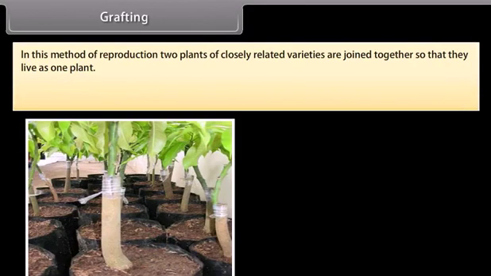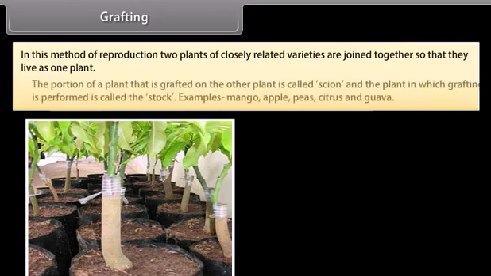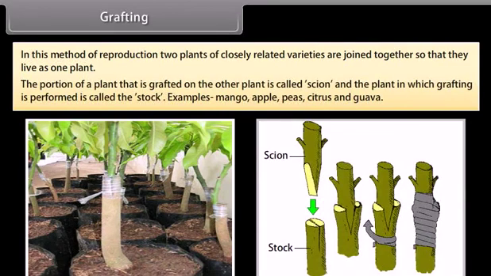Grafting. In this method of reproduction, two plants of closely related varieties are joined together so that they live as one plant. The portion of a plant that is grafted on the other plant is called the scion, and the plant in which grafting is performed is called the stock. Examples: mango, apple, peas, citrus, and guava.